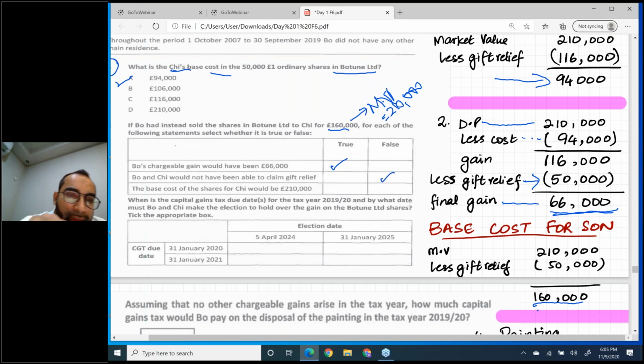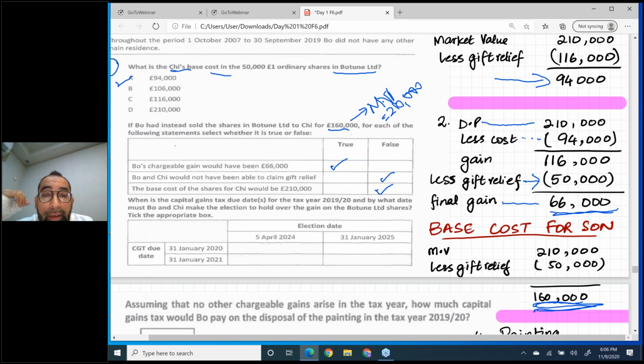The base cost of the shares for Chi would be 210? No. In this case, the base cost is 160. So again, this is a lie. It's false. So in question number two, you will have one true and two false.